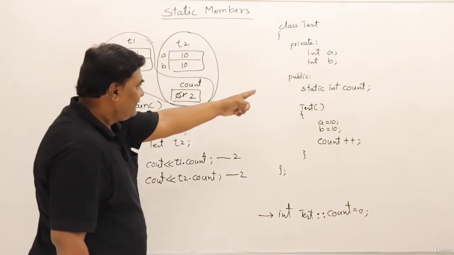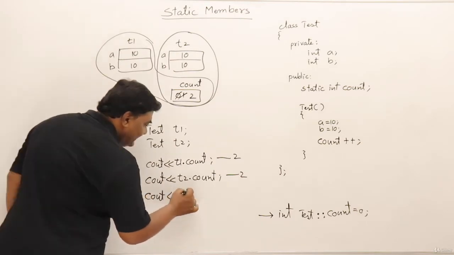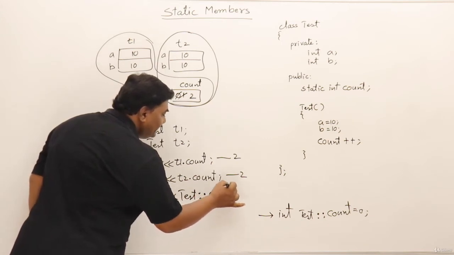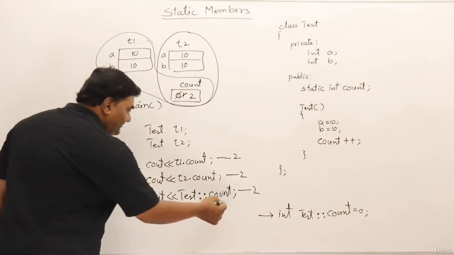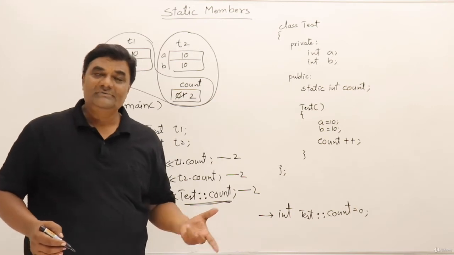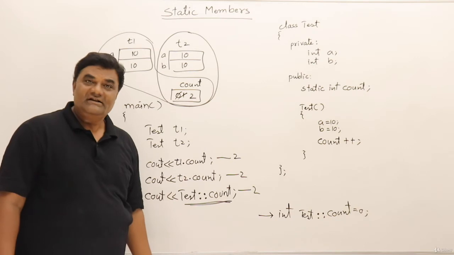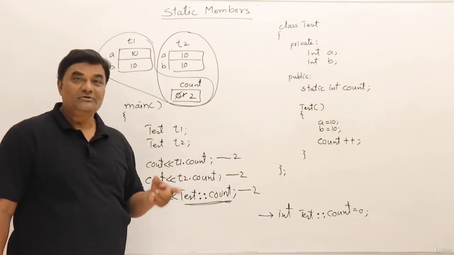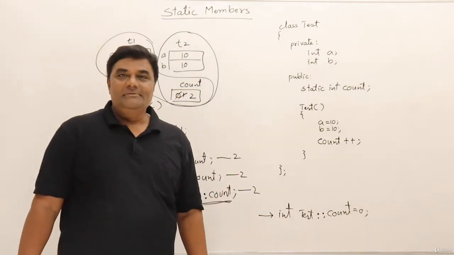As that is public, even I can say cout test scope resolution and count. So we learn one more thing now. Again the value is 2 only. So the static data members can be accessed using an object also, or they can also be accessed using the class name. If they are public, you can directly access them using the class name. They can be accessed using the object name, as well as upon the class. So they actually belong to a class. So that's all about static data members.